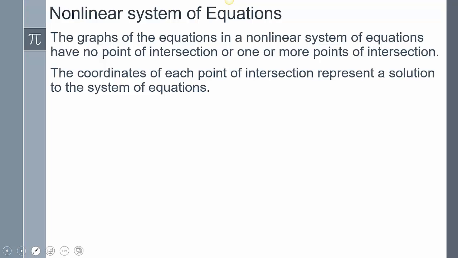Now the coordinates of each point of intersection are going to be represented as a solution to the system of equations. And we're going to see imaginary numbers when they're nonlinear. When they are imaginary numbers, that means that they're solutions to the equations, but they're not going to represent a point of intersection. So let's look at a few problems.